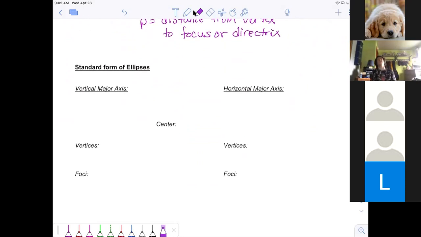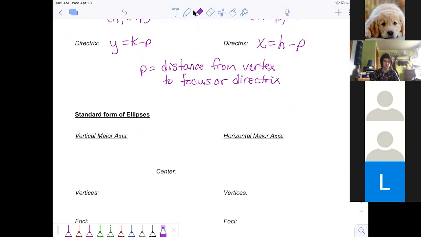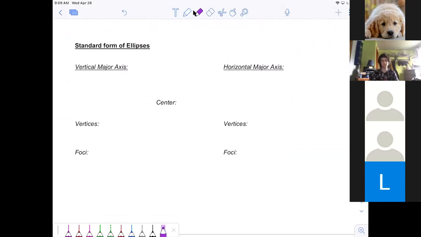All right, so the next one here is what we just worked on, the standard form for an ellipse. Again, we have vertical versus horizontal. I tried to keep vertical on the left, horizontal on the right. So when it's a vertical ellipse, you have an x minus h squared. You have the y minus k squared. It's supposed to be equal to 1.